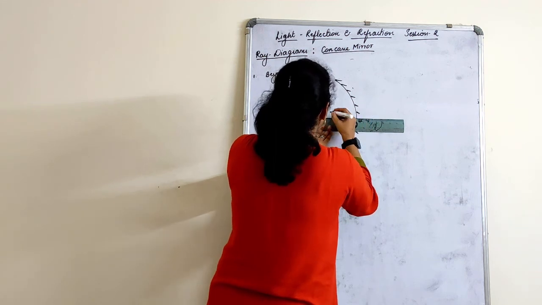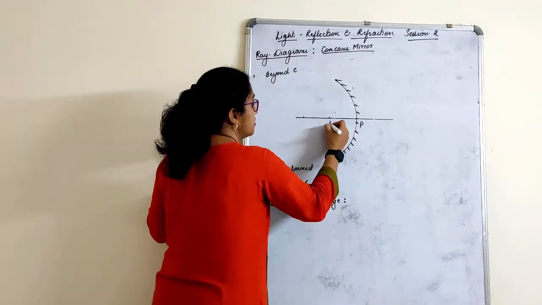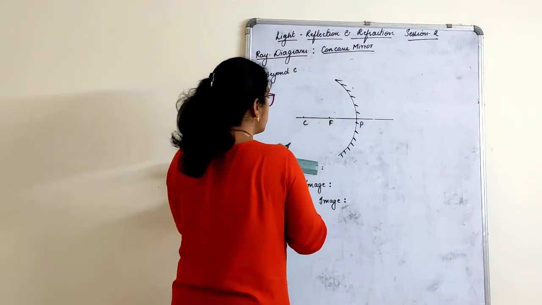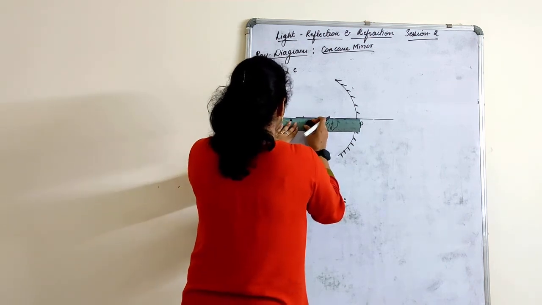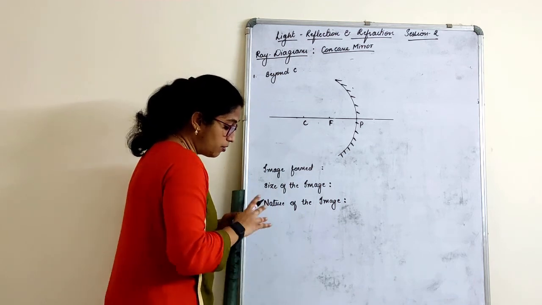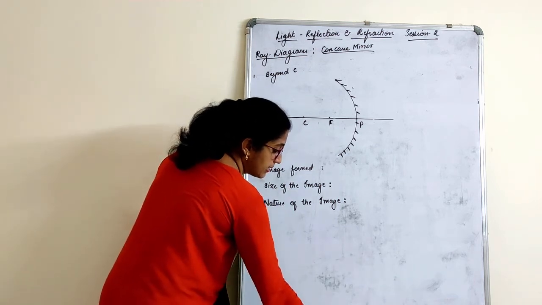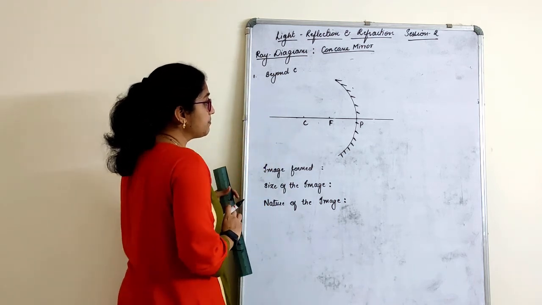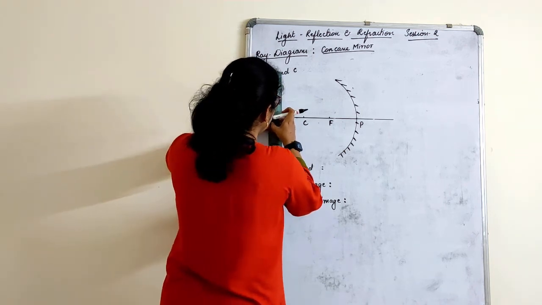This is curvature, this is focus. This is focus, this is curvature. I'll extend this side a little bit. Okay. Now where have they kept the object here? The object is kept beyond C. So somewhere beyond C is where we will place it.